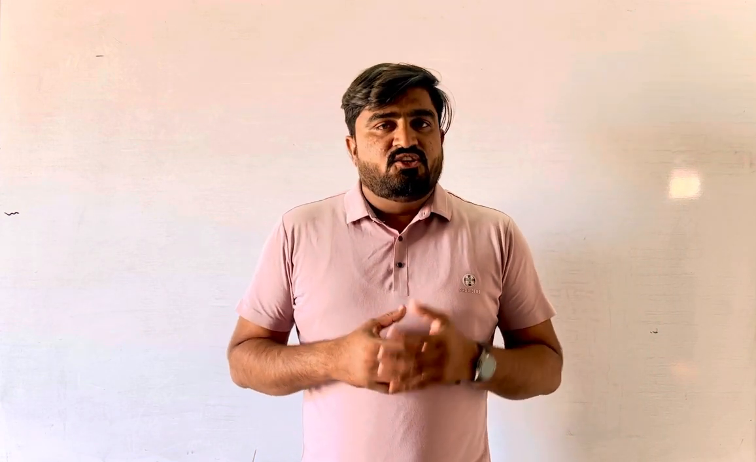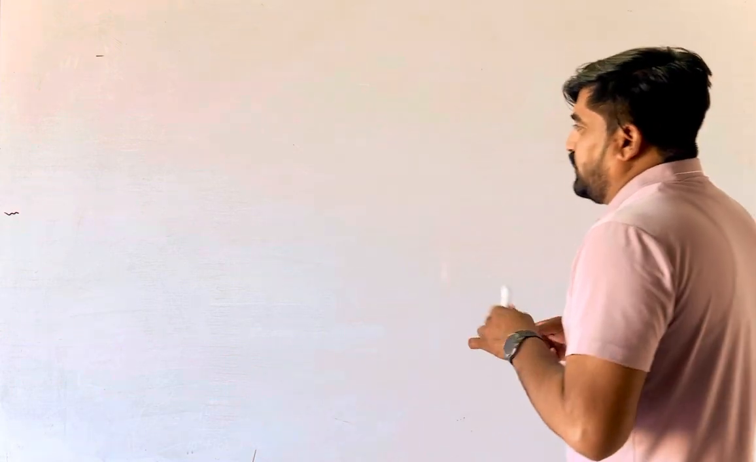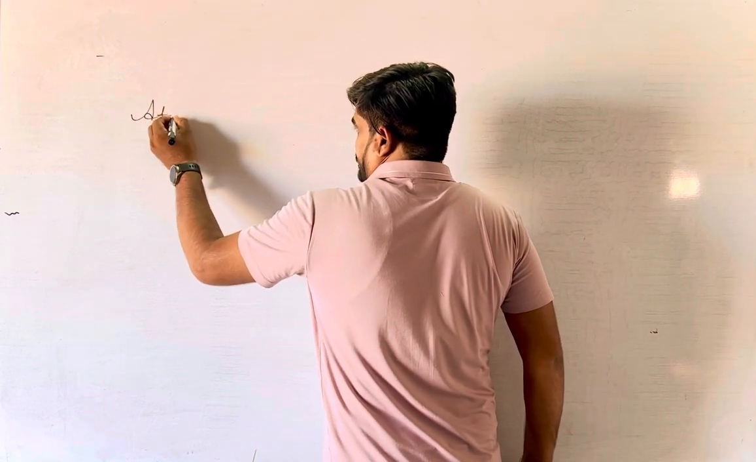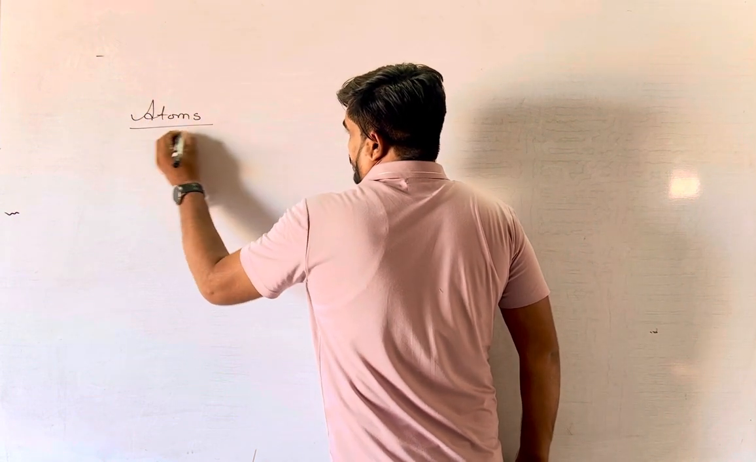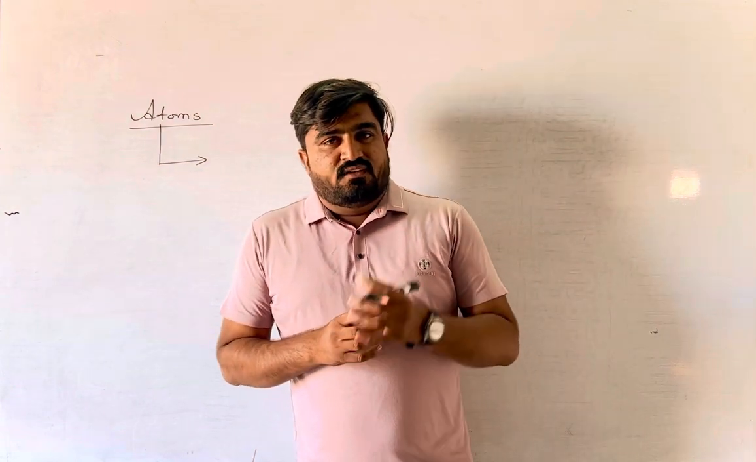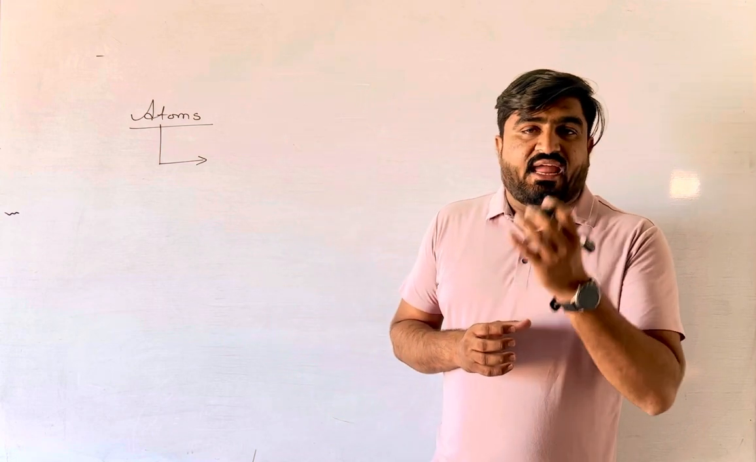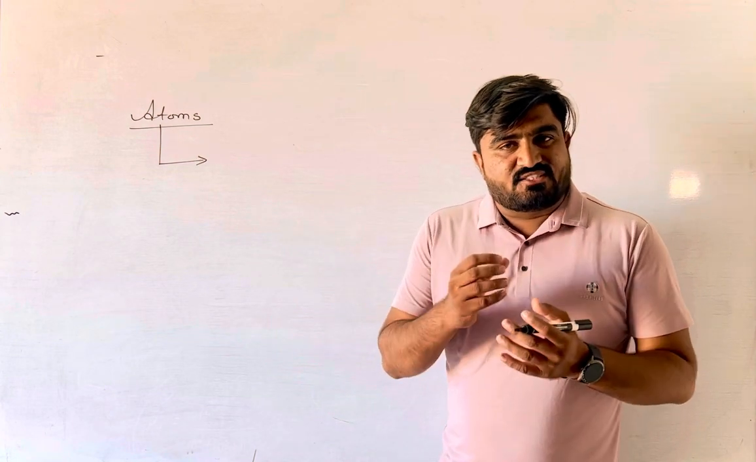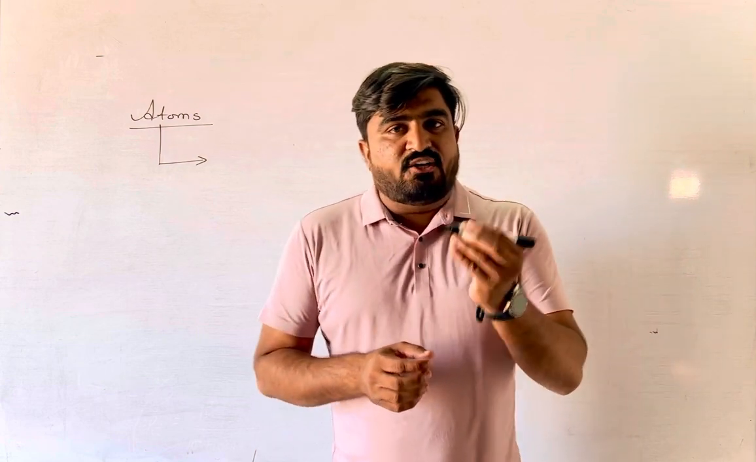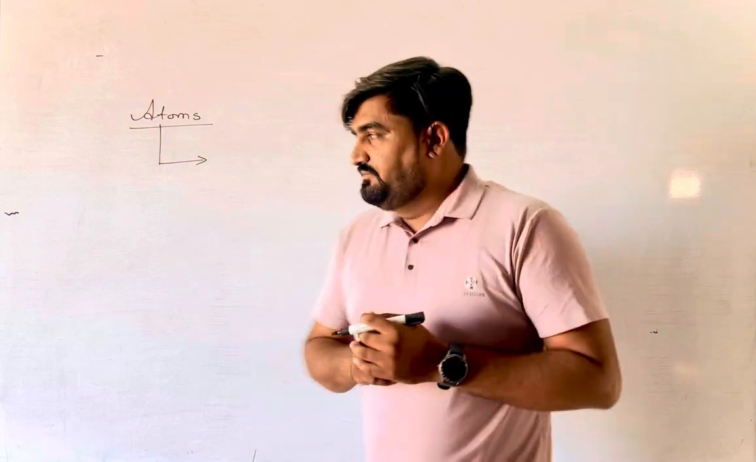Now we start the topic related to our chemistry, the topic atom. The name of the topic is atom. Firstly, we define the atom. In our chemistry, the smallest part of any matter is called an atom. Just like that, the pen. The smallest part of this pen is called an atom.